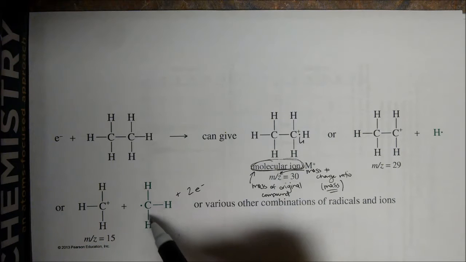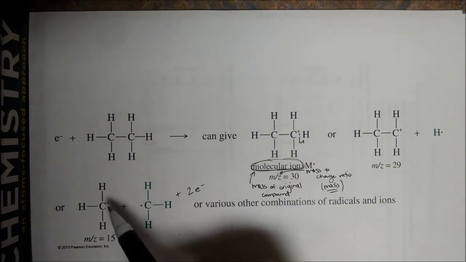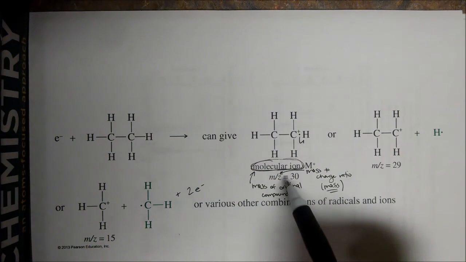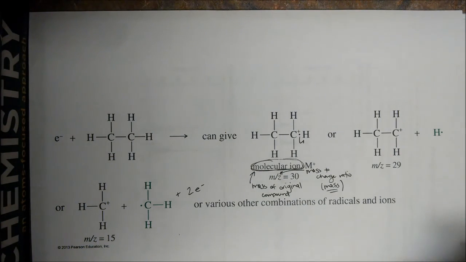We can't detect the radicals because they don't have a charge. It does have to have a charge for us to detect by mass spec. And all of these compounds that have a different mass are going to be different peaks in our spectrum.